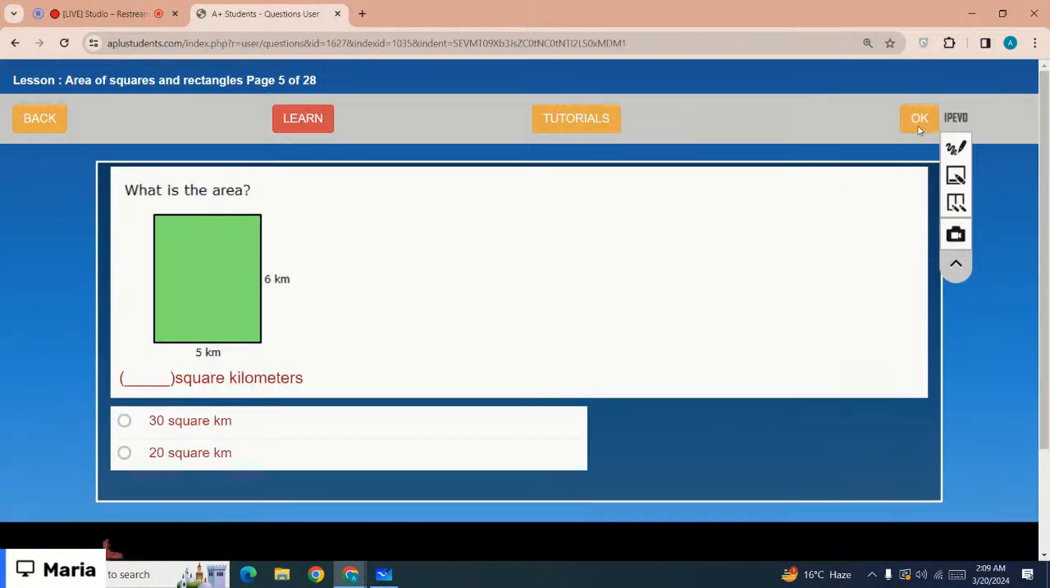Okay, the next one is what is the area, you are given with the rectangle? So which is the correct option? Yes, the correct option is 5 times 6, that is 30 square kilometers. Option number 1 is the correct option.